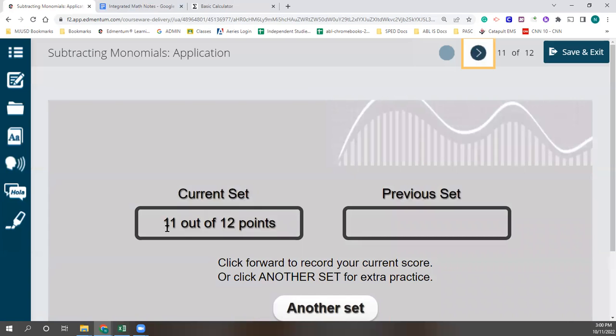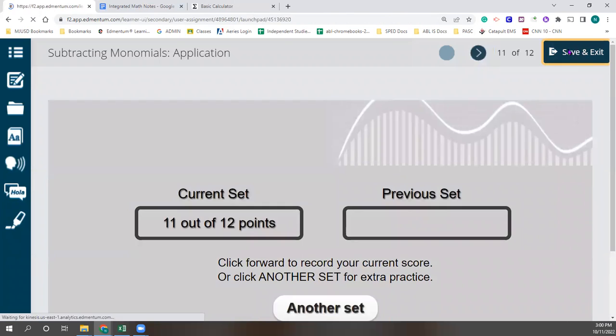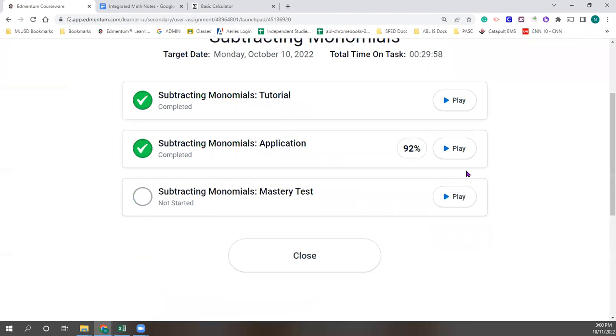Yay, current. I got 11 out of 12. Previous set. Another set. Oh, heck no. Save and exit. And then subtracting monomials mastery test. I'm going to go ahead and stop the video and save it for you. That's how you do this process.